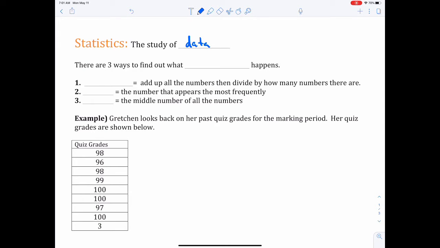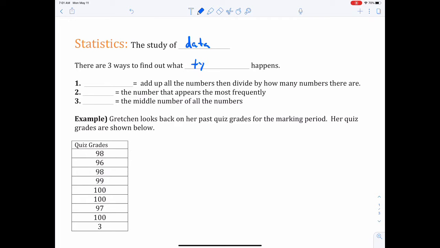Any sort of data, grades, sports, how much reading you do, how many cats you have, whatever it might be. It's just about data, and there are three ways to find out what typically or normally happens with data. So with a bunch of data, we can find out what normally happens. What do you normally get on tests? How many cats does a typical middle school student have? It's what normally happens. There's three main ways.